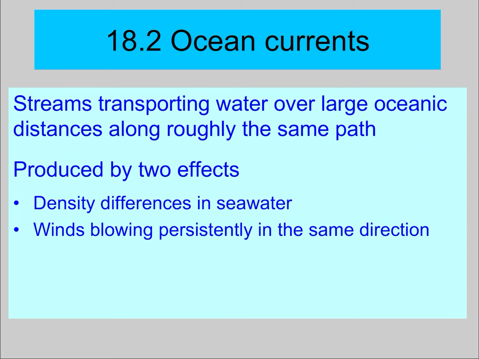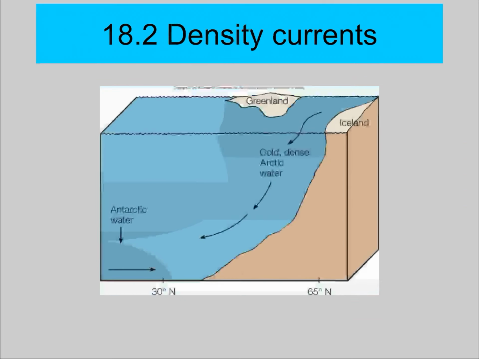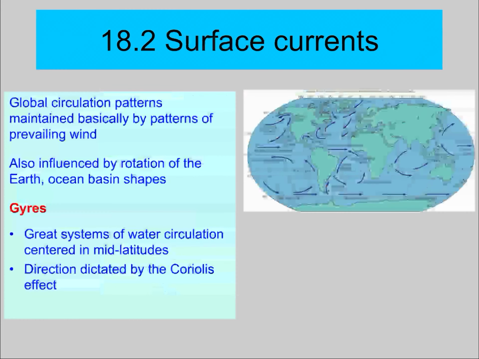Ocean currents are streams transporting water over large oceanic distances along roughly the same path. They're produced in two different ways. One is density differences in the seawater, and the other is winds blowing persistently in the same direction. These are not small local winds, but large global wind patterns. The density current is the following. Cold, dense Arctic water wants to sink down below. By sinking, it pushes the warmer water up, which produces a convective-like nature, just like we've been talking about several times.